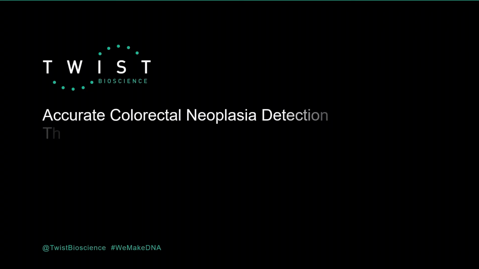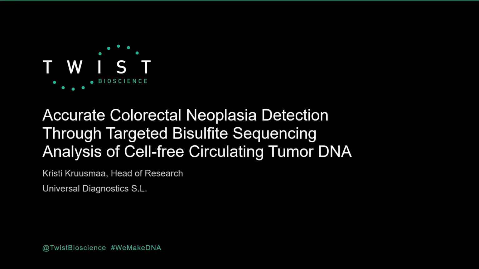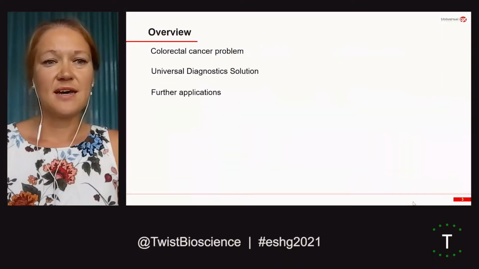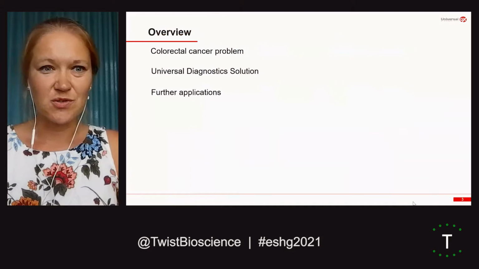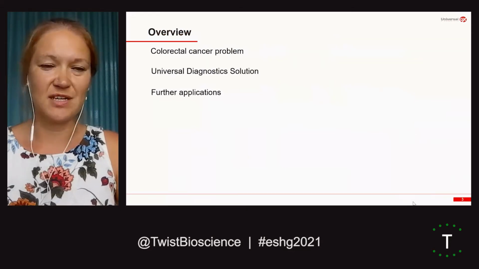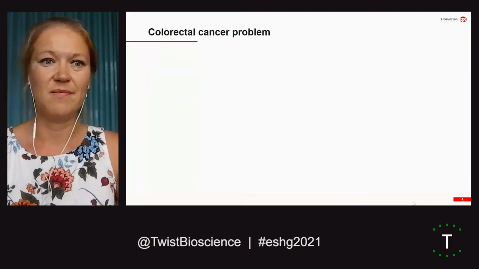Hello everyone. So first of all, I would like to thank Twist Bioscience and the conference organizers for giving me an opportunity to give this talk. The title of my talk is Accurate Colorectal Neoplasia Detection through Targeted Bisulfite Sequencing Analysis of Cell-Free Circulating Tumor DNA. This is my disclosure, and I would like to divide this talk in three parts to talk about the colorectal cancer problem, the solution that we have in Universal Diagnostics, and further applications of the solution.